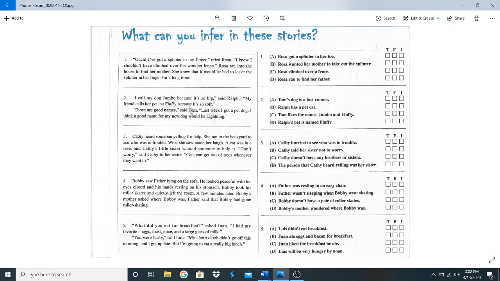So I want you to do story 2, 3, 4, and 5 in that same way. Take your time, reread to check for your answers. Think about these statements and whether it said it directly or it was totally wrong, or you had to use what you read plus what you already knew about something to figure out that it was an inference.